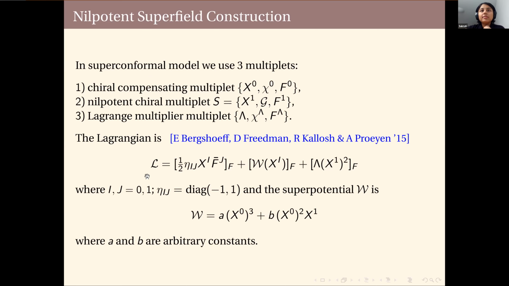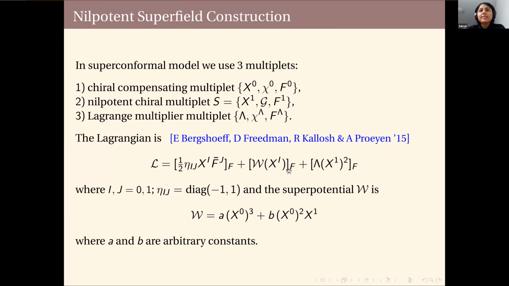So here is a schematic form of the Lagrangian that these people gave. The subscript F here stands for the F component, which is the theta squared component of the superfield. So this is what the Lagrangian looks like schematically. Here, this curly W is the superpotential. It has these constants A and B, which are arbitrary. They are not necessarily real. They can be complex. They can have imaginary components.